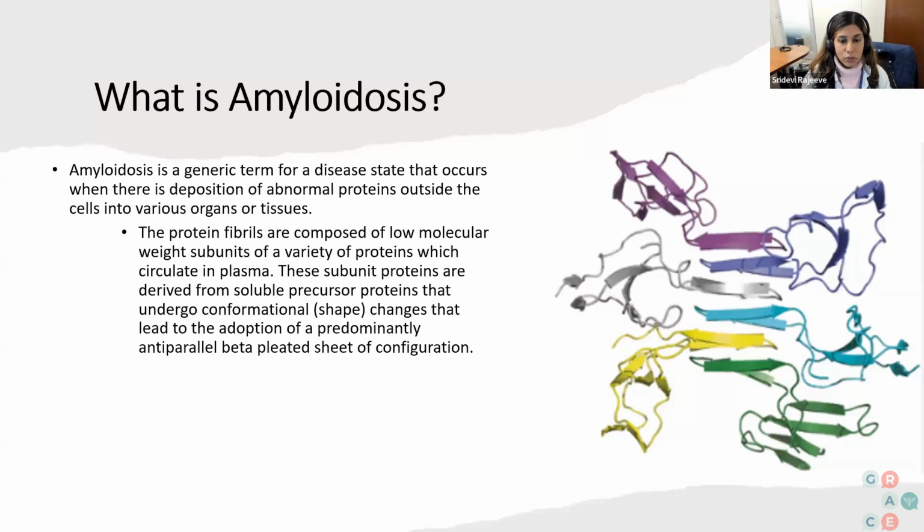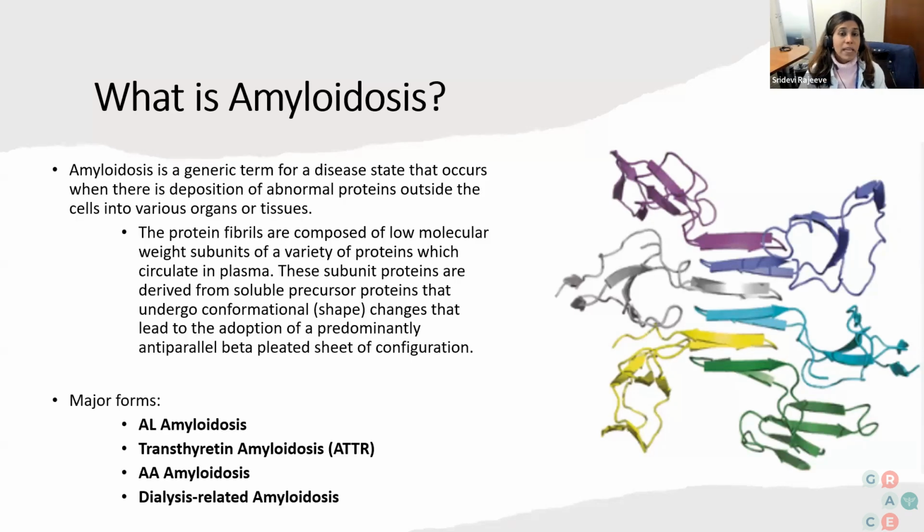Now, to go a little deeper into what these proteins are composed of: these are proteins in a fibrillar form, as you can see in the image on the right, and they're composed of very low molecular weight subunits of a variety of proteins that circulate in the plasma. These proteins are derived from soluble precursor proteins, meaning a protein stage one step earlier, that undergo a conformational change that leads to the adoption of a predominantly antiparallel beta-pleated sheet configuration. What it really means is that when the protein goes into this configuration, it's really easy for the protein to deposit, and it's very hard for the body to eliminate it from the system.